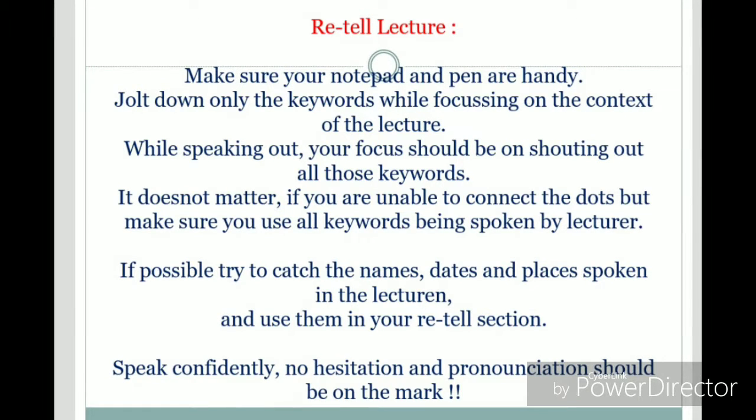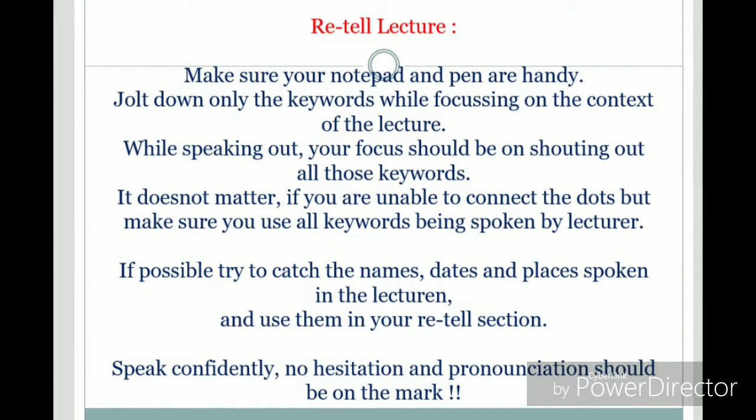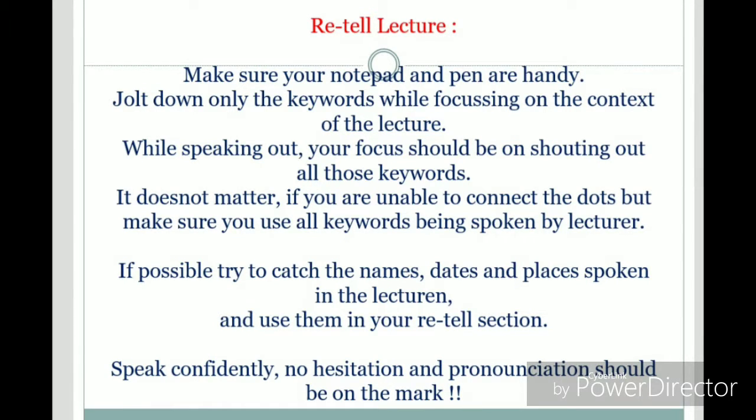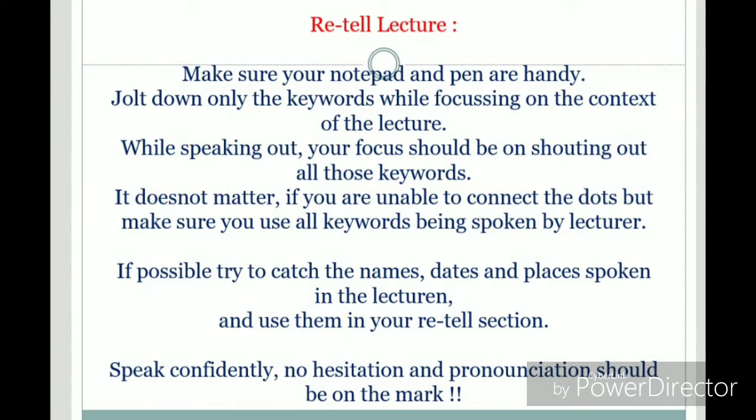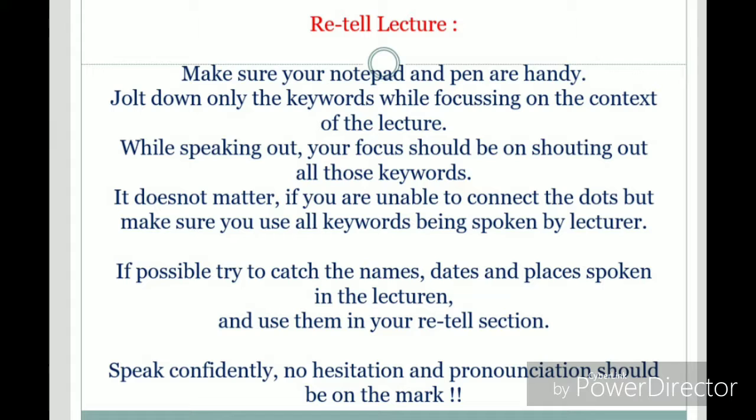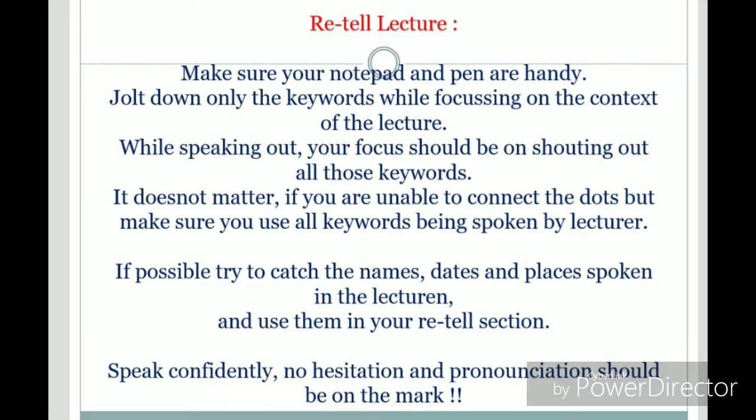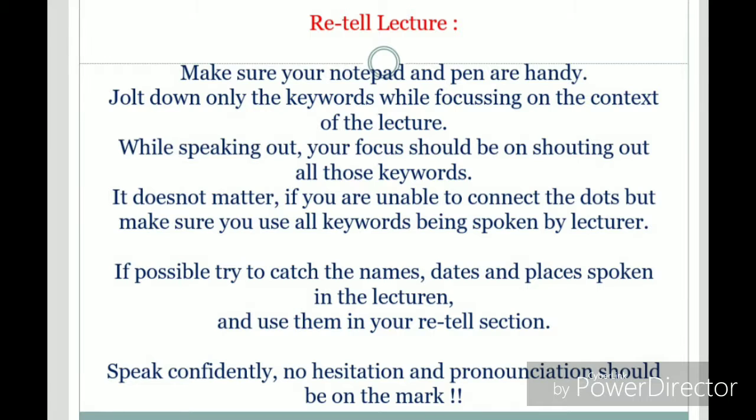Second, jot down only the key words spoken by the lecturer. Third, try to connect the dots. Even if you are unable to understand the lecture, that is quite fine. Keep noting down the important words, like the name of the person, name of the scientist, the year when this thing was being done, 1931, and make sure when you go for retell lecture, you speak out all those keywords one by one. Even if you don't understand the context of that story, make your own story with all those keywords with such confidence and clarity and better pronunciation that, believe me, the algorithm will give you 100% marks in this.